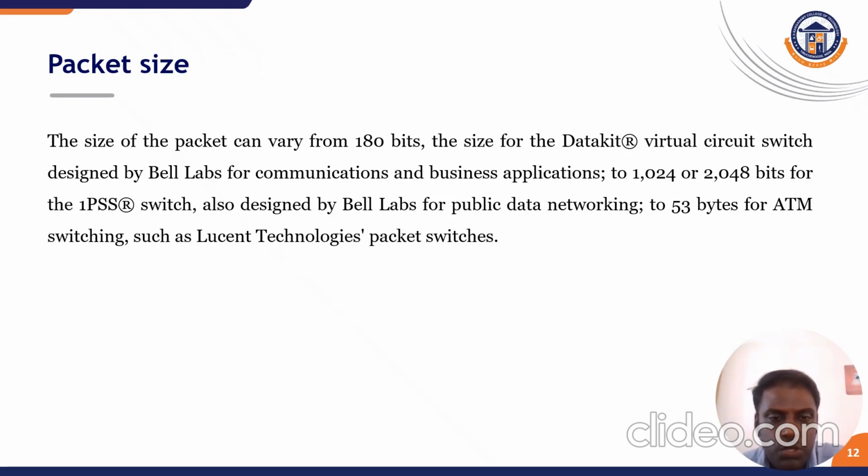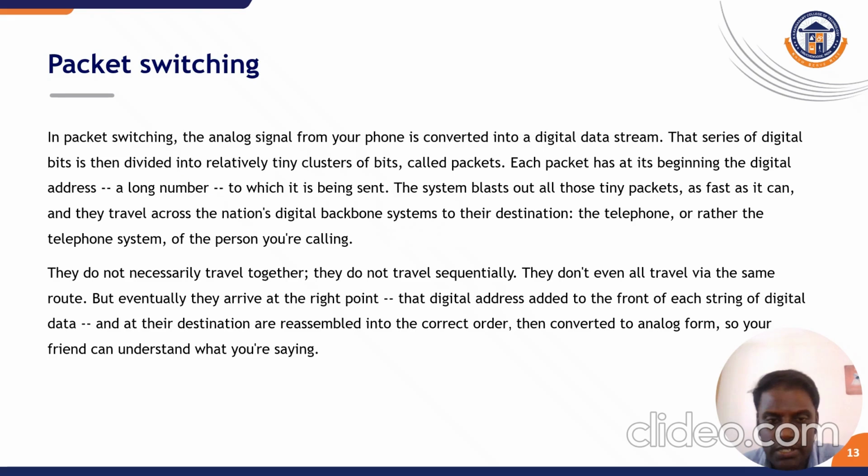So how are we going to set the packet size? The size of the packet can vary from 128 bits for the Datakit virtual circuit switch designed by Bell Labs for communication and business applications, to 1024 or 2048 bits for the packet switch also designed by Bell Labs for public data networking, to 53 bytes for ATM switching, such as Lucent Technologies packet switches. So these are some of the bit sizes by which we have to segregate the packets.